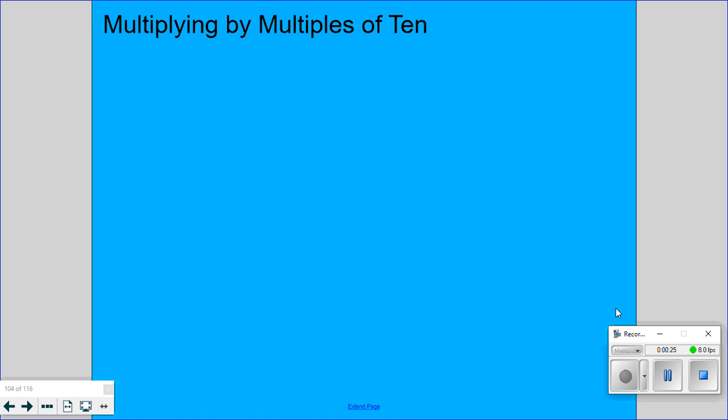Does anyone remember what multiples means? We've talked about that word before, Rylan? It means more than just one. Yep, multiples. If you have multiple of something, you have more than one. What else do we remember?